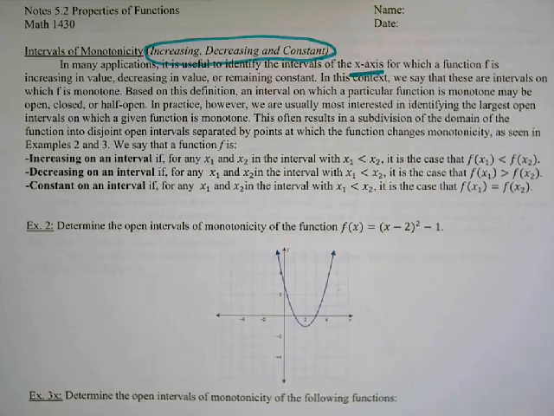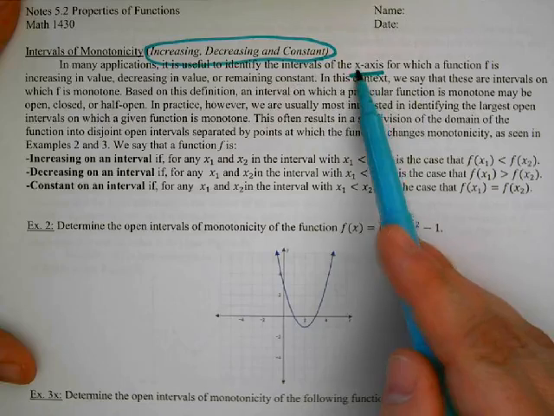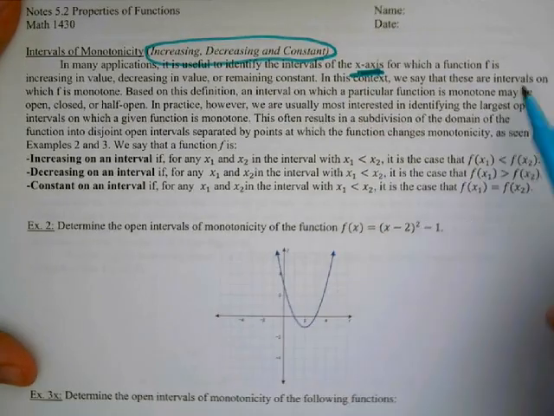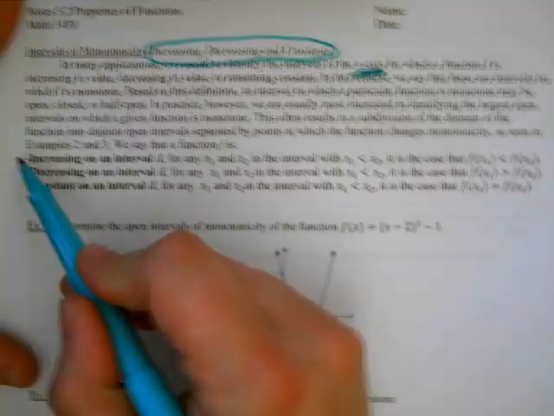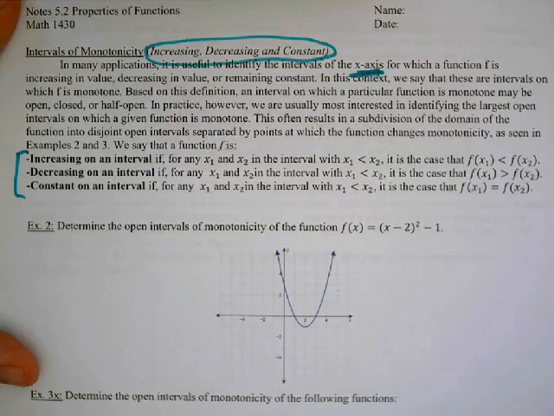And the first sentence in this paragraph tells us, in many applications, it is useful to identify the intervals of the x-axis. So we are going to be focused on this x-axis, for which a function f is either increasing in value, decreasing in value, or is constant. Now, down here, it gives us the definitions of how do we know if something is increasing, how do we know if something is decreasing, how do we know if it's constant.